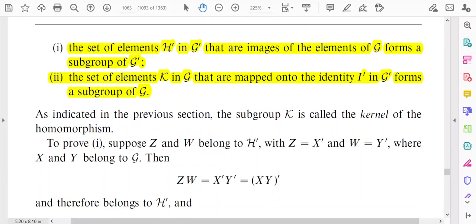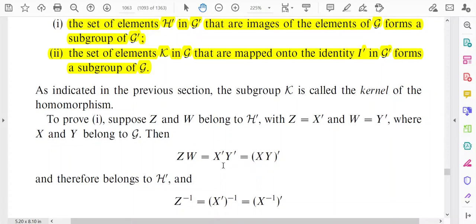For example, we will prove property 1. Let Z and W belong to H prime. So consider two elements Z and W that belong to H prime, with the values Z equal to X prime and W equal to Y prime, where the elements X and Y belong to G. Now the product ZW, that is the product of X prime and Y prime, is equal to (XY) prime. This is the rule of homomorphism.